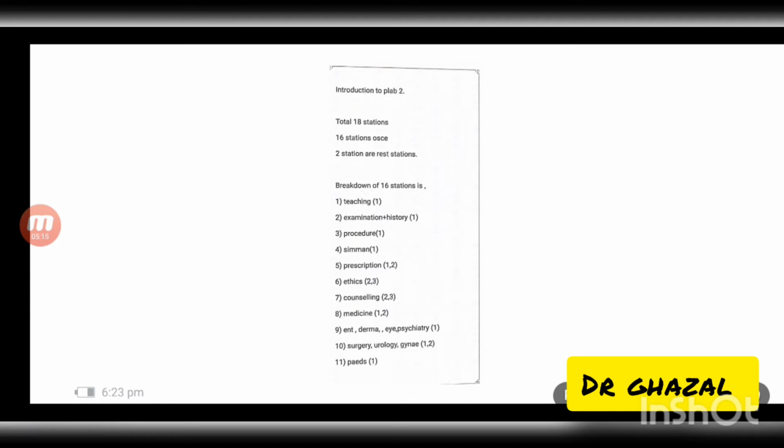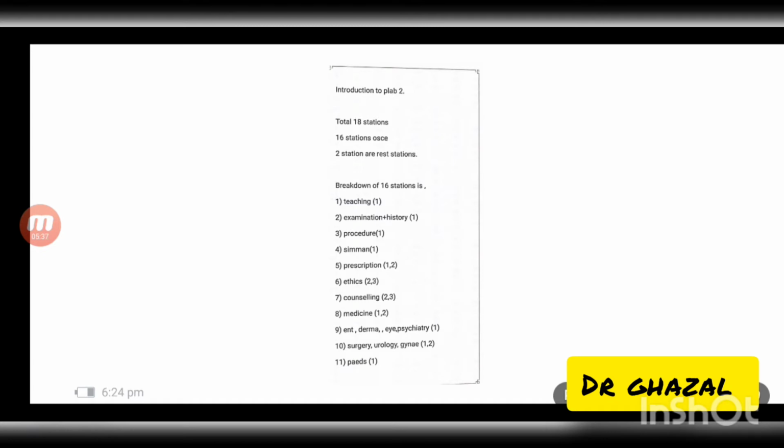So if we see this breakdown, that means the first five: teaching, examination, combined station, procedures, and prescription, these are the ones that you really have to pay attention to. You have to focus, because these five stations are always confirmed, they are always going to be there. So prepare accordingly.